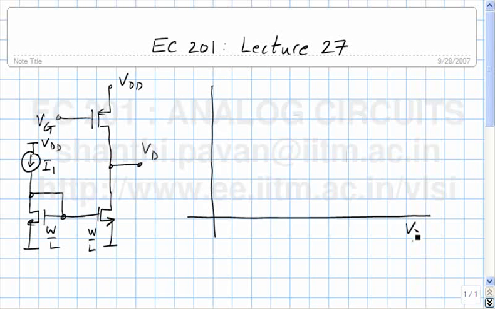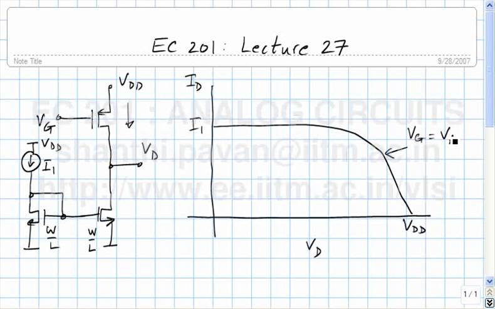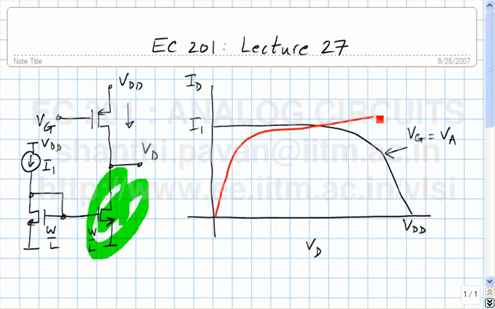And if I plotted VD on the x-axis and ID on the y-axis, the PMOS characteristic would look like this, and this being VDD, this is I1, and this curve corresponds to VG equal to VA. And when you have an NMOS transistor as the load, what is the characteristic of this chap here? It will be something like this, and this assumes that the NMOS transistor has got some finite lambda.